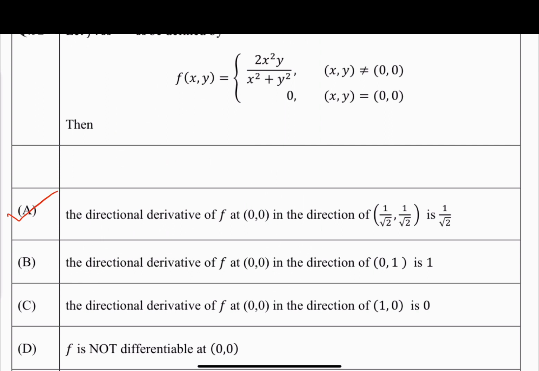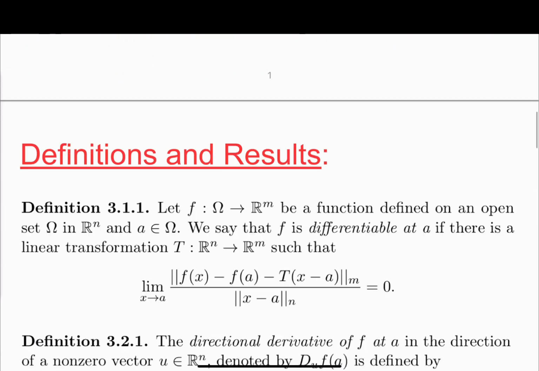Okay, so let's move to option B. It is saying that we have to find the directional derivative of f at the point (0,0) in the direction (0,1). So this is basically the y-axis, right? This is also called the partial derivative with respect to y. If you think about it, this is the same as finding the partial derivative in the direction of y, right? So let's find the directional derivative in the direction (0,1).